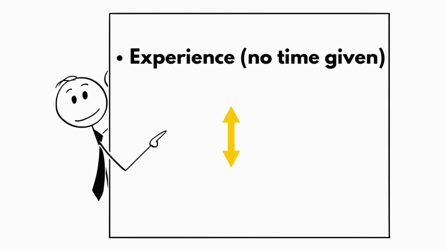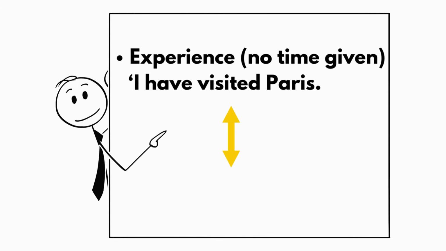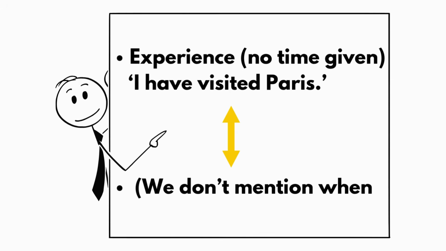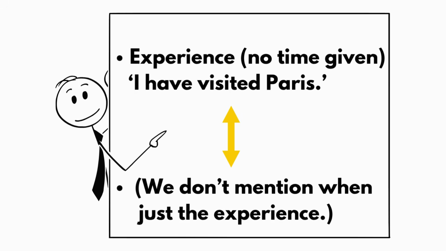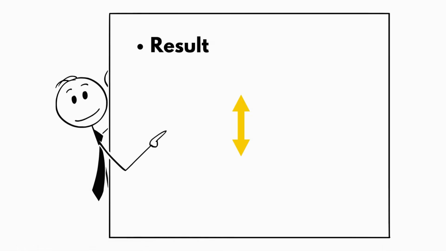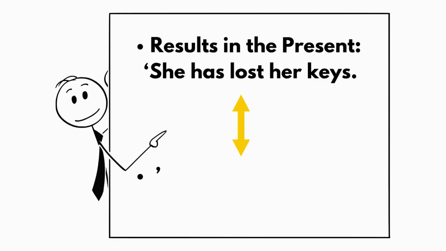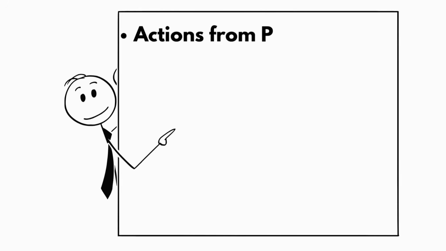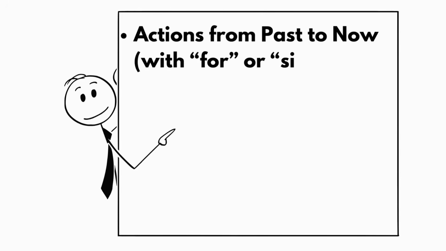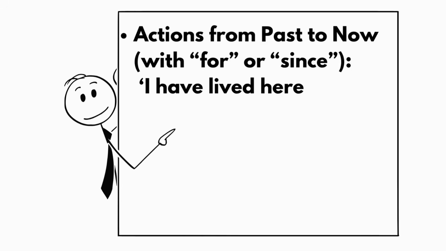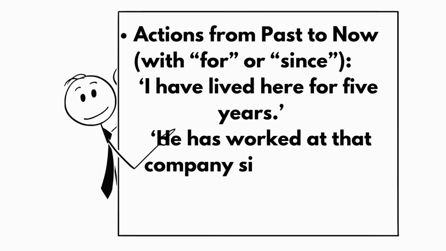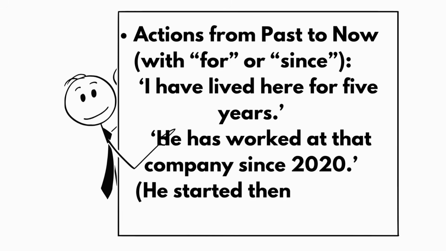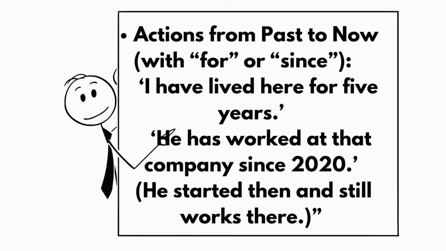Experience, no time given. I have visited Paris. We don't mention when, just the experience. Results in the present. She has lost her keys. Right now, she can't find them. Actions from past to now, with for or since. I have lived here for 5 years. He has worked at that company since 2020. He started then and still works there.